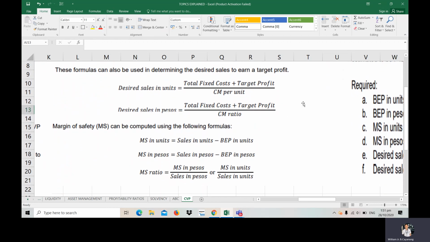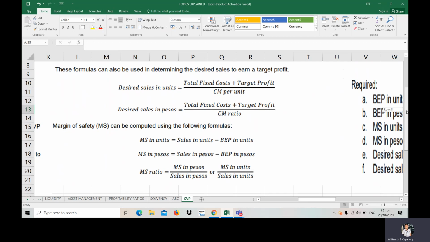Later, we are going to solve a problem to apply these formulas. These formulas can also be used in determining the desired sales to earn a target profit. The desired sales in units, if you are getting how many units of products am I going to produce if I am targeting a certain profit: the formula is total fixed cost plus target profit divided by the contribution margin per unit. Or if it is in peso, same formula pa din but the denominator is the ratio.